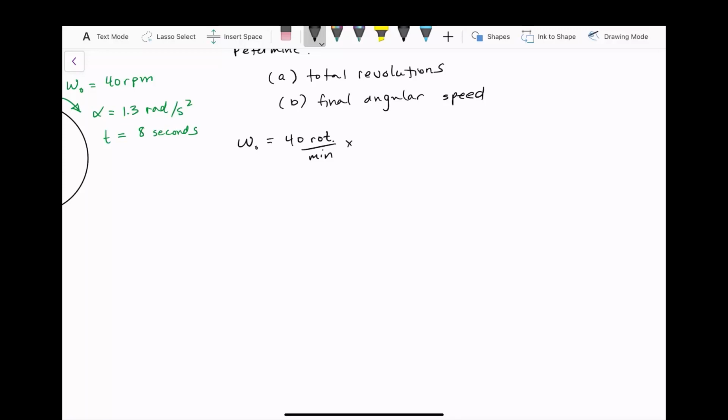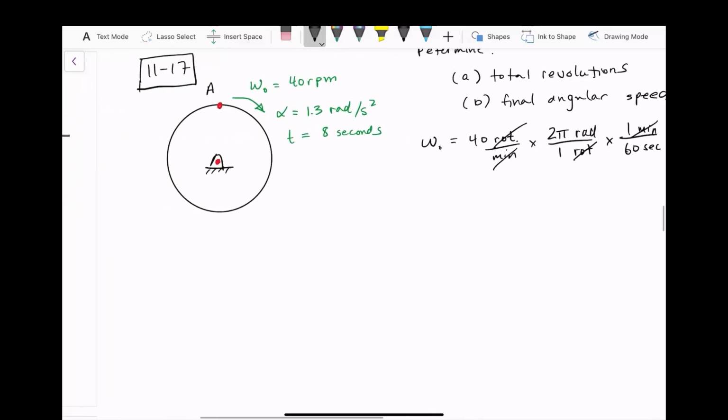So in order to do that, we are going to first get rid of those rotations. If we have a rotation on top, we need a rotation on bottom. So for every one rotation, we have 2 pi rads. And then we want to get rid of minutes. So if we have minutes on the bottom, minutes on top, so there's 1 minute per 60 seconds. And now you can see that our minutes cancel out, our rotations cancel out, and we should be left with rad/s, which you get as 4.2 rad/s.